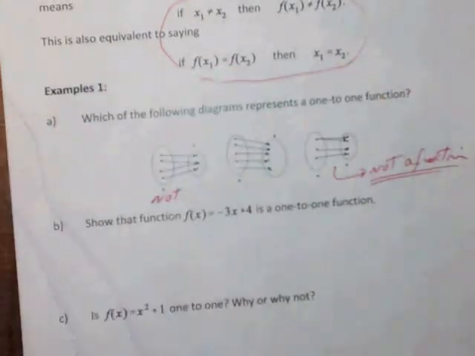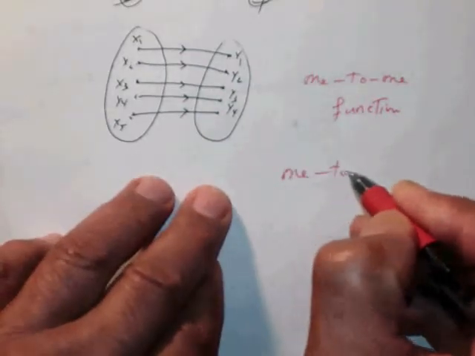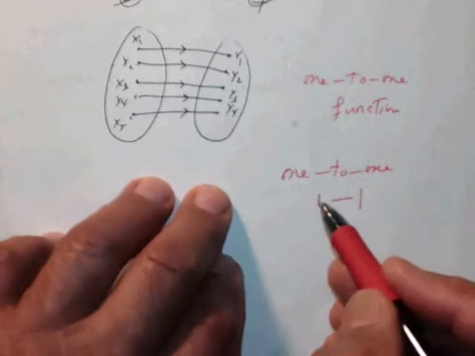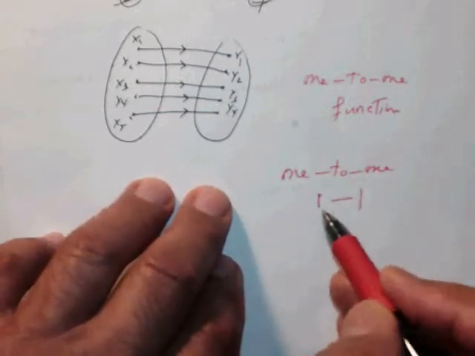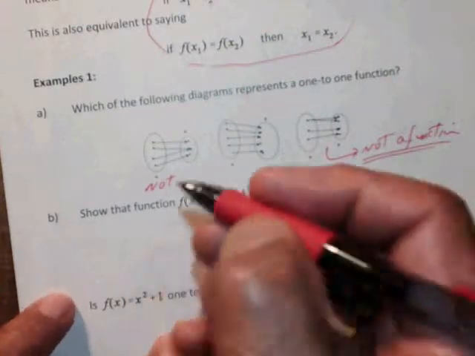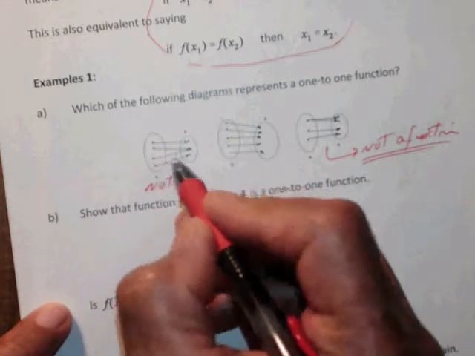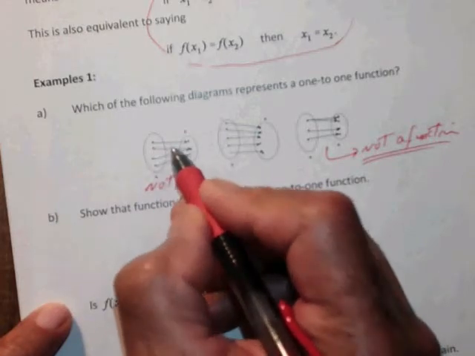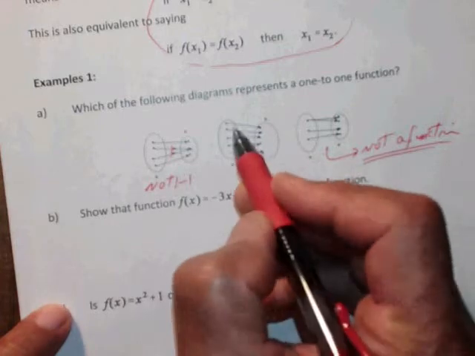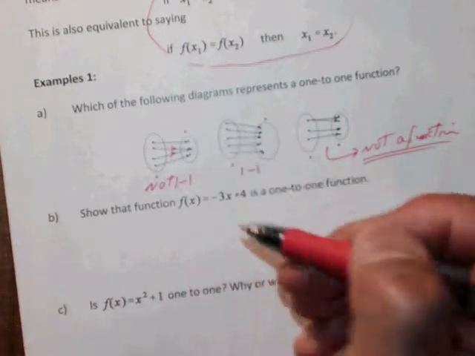Of course, I'm going to use the notation 1-1. When I write 1-1, that means one-to-one. That's a shorthand notation for one-to-one. So this is not one-to-one because this is 2-to-1. These two are going to the same one. This one is one-to-one. Every two different x's have different y's. So this is one-to-one.